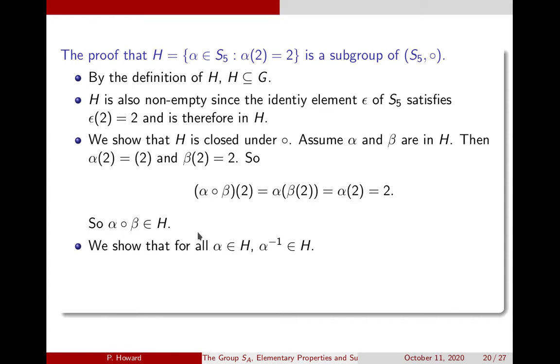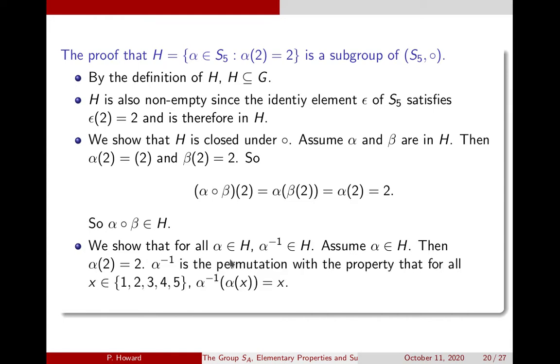And now the final part of the argument, we show that for every alpha in H, alpha inverse is in H. So we are assuming alpha is in H. That can be translated into an equation. That means that alpha of 2 equals 2. And now we have to argue that alpha inverse is in H. In other words, that alpha inverse of 2 equals 2.